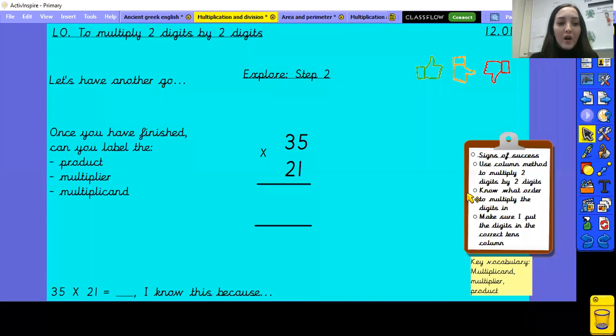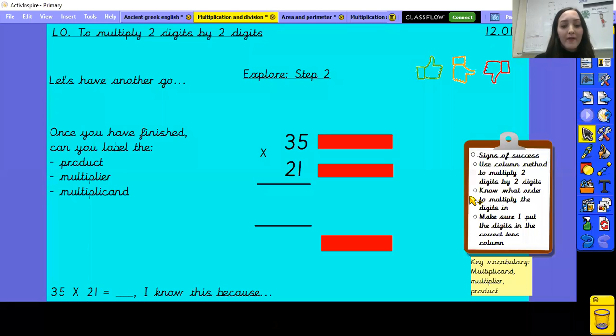Okay, now that I've shown you how we do that, I want you to have a go at this example on the board. So remember, when you multiply these numbers together, you put your answer in the tens column and a 0 in the ones. Once you've found the answer to this multiplication, I want you to label the different parts of the multiplication. So here we have product, multiplier, and multiplicand. So try and remember which parts are which. So pause the video now and have a go at that in your maths book.